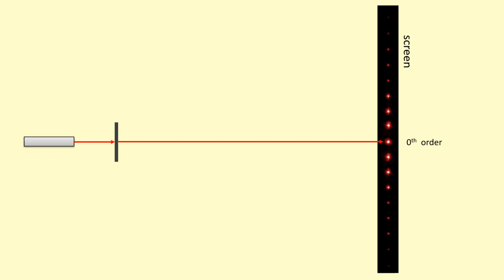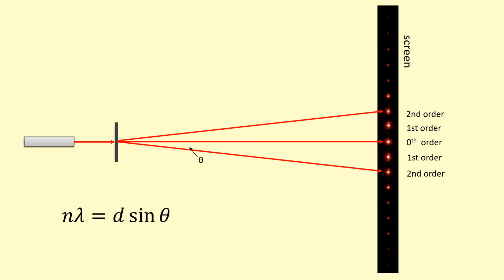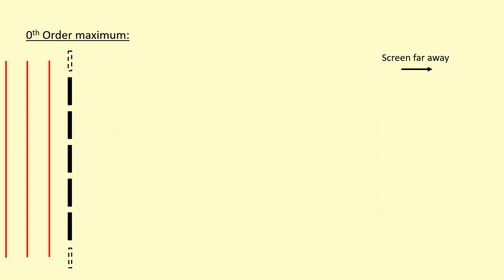Okay, so we've got light passing through a diffraction grating. We've got the 0th order here, and then at different angles you'll get the different orders, the first order and second order. We're going to look at how this equation is derived. Okay, so how is the 0th order formed?